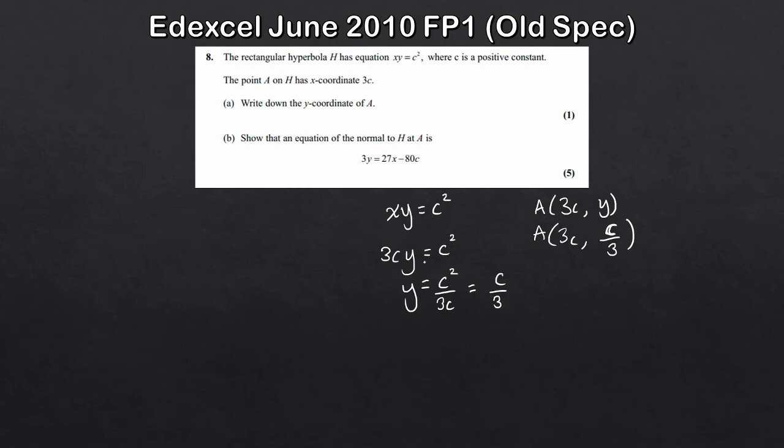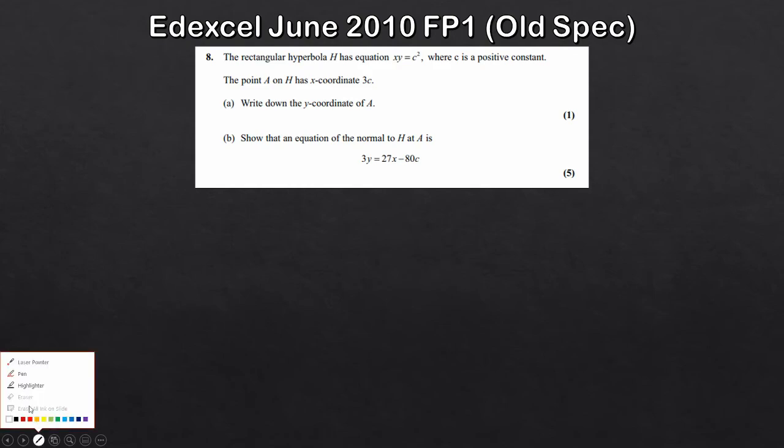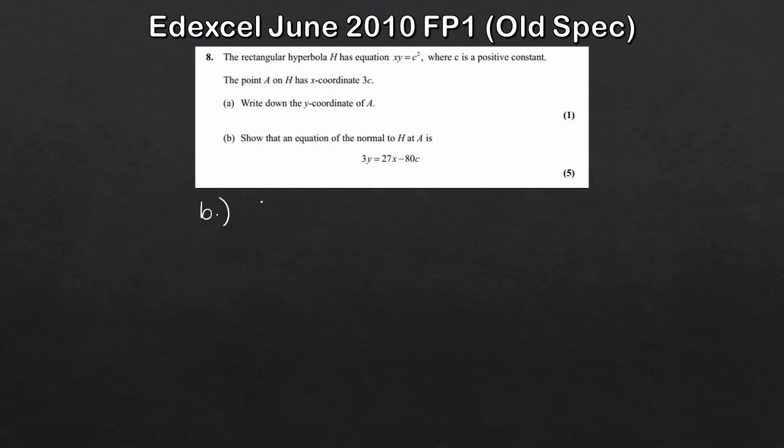And then part B, another question where we need the equation of the normal. So let's just clear this so we've got enough room to finish it. Let's have a go with it. So part B here. So we've got y equals c squared over x. So I'm just rearranging my formula there.